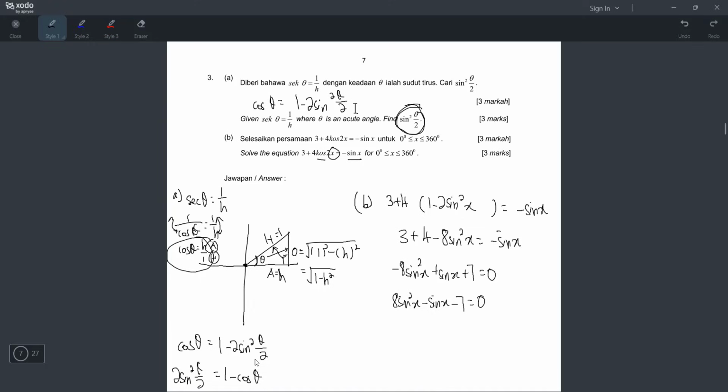Okay, let's press calculator. So what will be the A? 8. What will be the B? -1. The C will be -7. Okay, my calculator gives me 1 and -7/8. So definitely this is 1, this is -7/8.